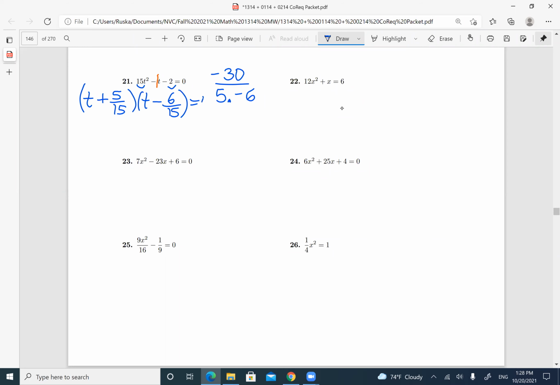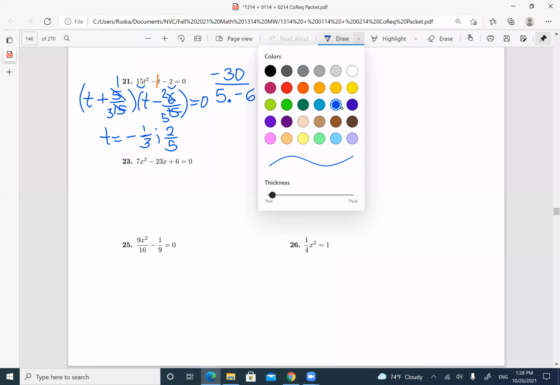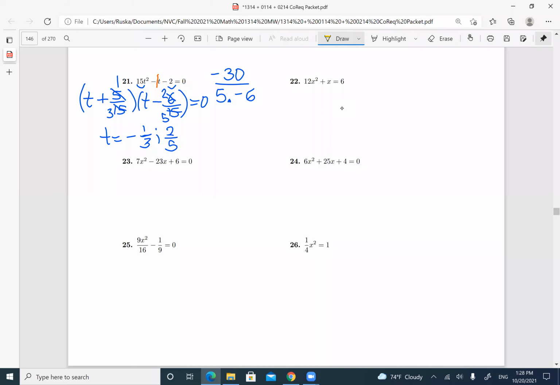And then you're going to reduce the fractions. So 15 and 5, divide by 5, so it's going to be 1/3. And here 6 and 15, you can also divide by 3, 5 and 2, right? Divide by 3. So my solutions are going to be t equals negative, you switch the sign, negative 1/3, and also positive 2 over 5. Okay, questions?